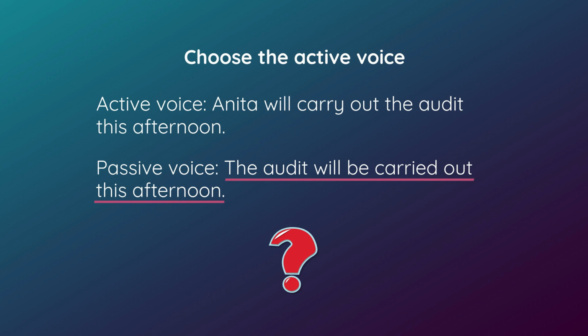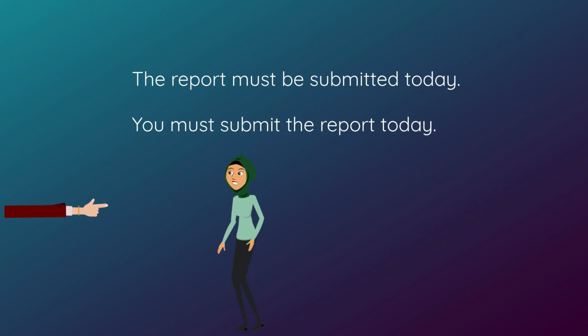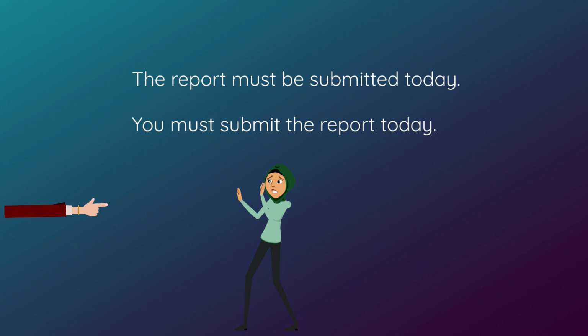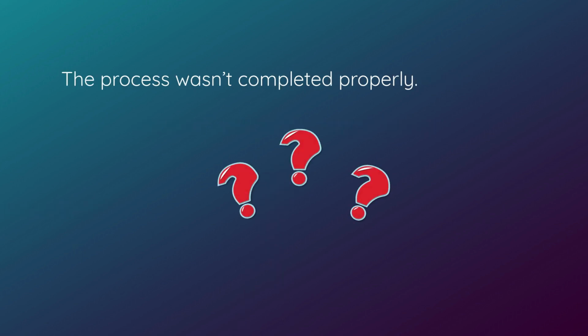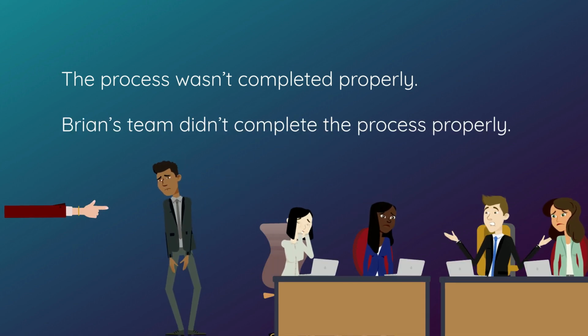Sentences like the last example are common in business writing, probably because removing the doer sounds polite. It lets you avoid telling people to do things, as in, the report must be submitted today, versus you must submit the report today. It also removes blame and responsibility, as in, the process wasn't completed properly, compared with, Brian's team didn't complete the process properly.